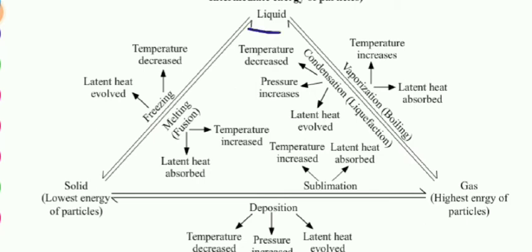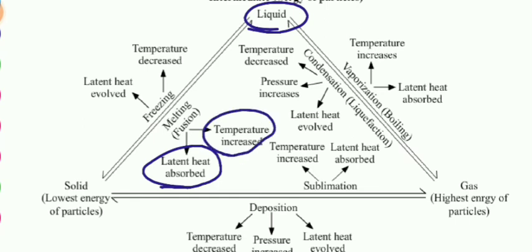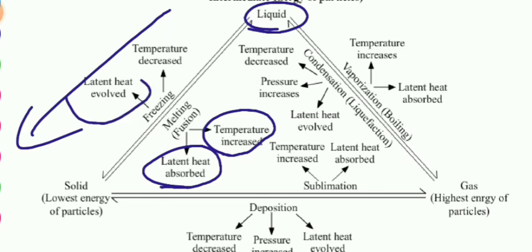It gets converted to liquid, and when solid gets converted to liquid, it absorbs latent heat and the temperature increases. But when liquid is converted to solid, the opposite happens. Latent heat is evolved, means released to the external environment, and the temperature decreases. Look, both are exactly opposite of each other.